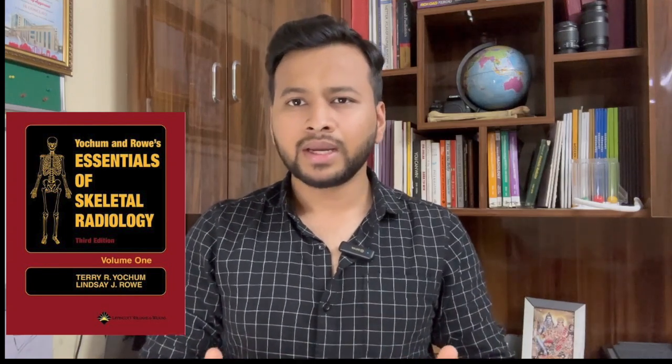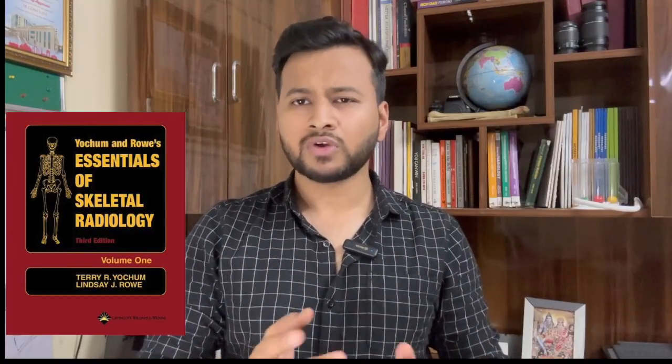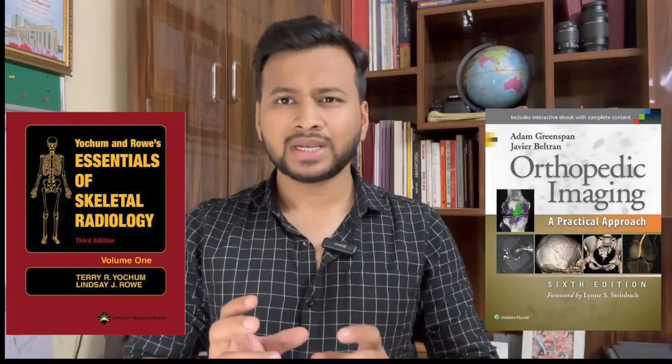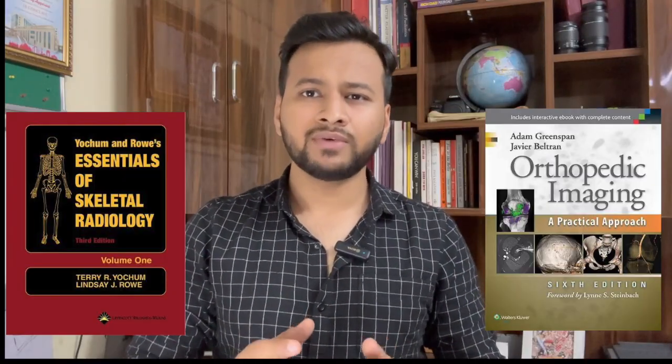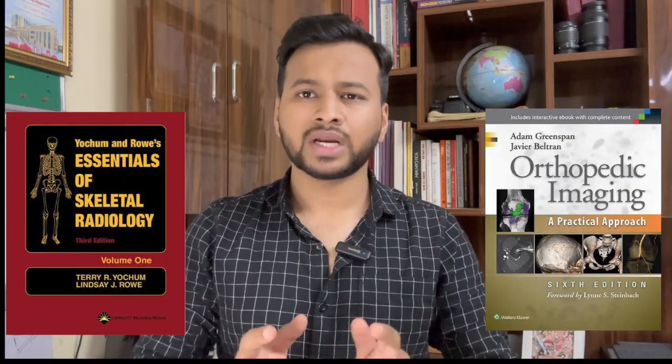Either you can read Yochum. Yochum is a standard textbook for musculoskeletal radiographs, but the disadvantage is that it is very lengthy, and that can be taken as a positive point also because they describe the pathology from the very beginning in a very detailed manner. So Yochum is a very good book to have in first year in the form of a soft copy. And later on, if you find it useful, you can have Greenspan, which is another book that is slightly more concise, and it has the advantage that even CT findings and MRI findings are described in this book.